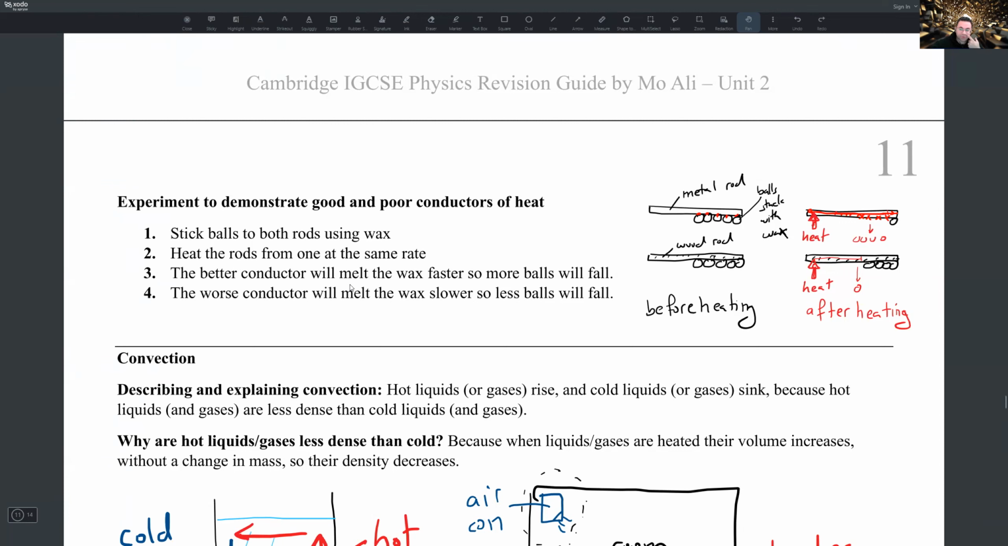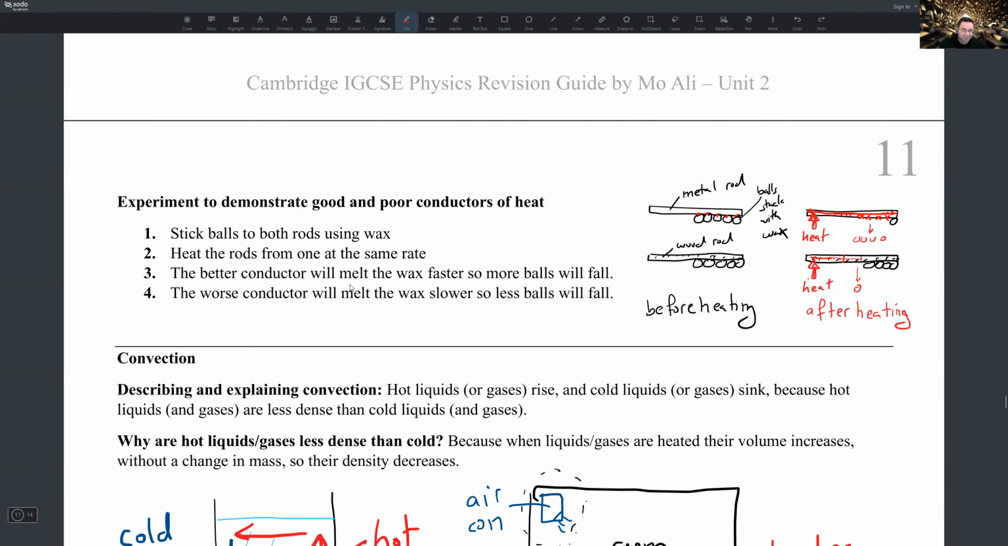Now if I do the same thing with wood, I stick a few ping pong balls on the wood, and I start heating this end, and before your imagination takes you far away, I'm not heating it to its combustion point, so it's not going to catch on fire, it's not going to burn. I'm just heating this end without burning. Maybe, just maybe, after some time, one ball will start to fall, maybe none. Why? Because wood is a poor conductor. The heat barely goes through.